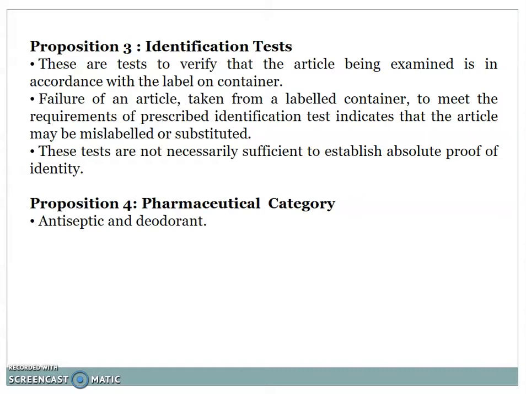Proposition 3, identification test. These are the tests to verify that the article being examined is in accordance with the label on the container. Failure of an article taken from the labeled container to meet the requirement of the prescribed identification test indicates that the article may be mislabeled or substituted, and these identification tests are not necessarily sufficient to establish absolute proof of identity. Pharmaceutical category is antiseptic and deodorant.